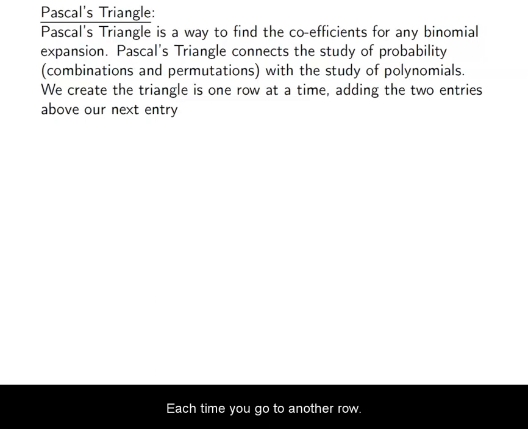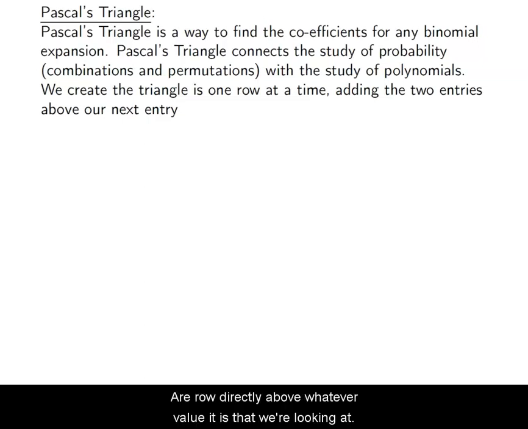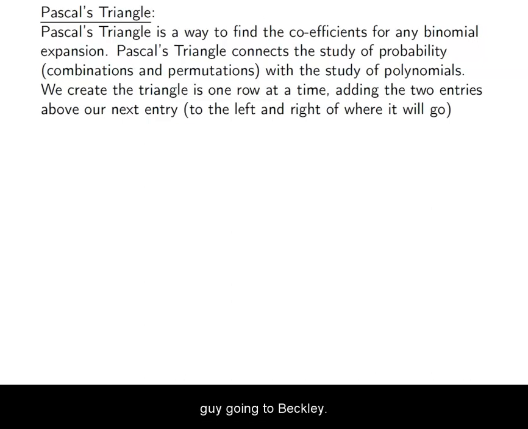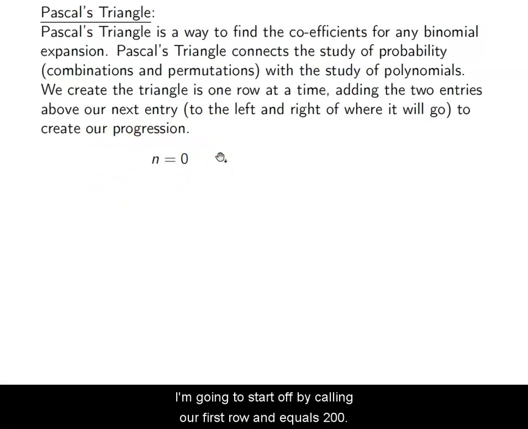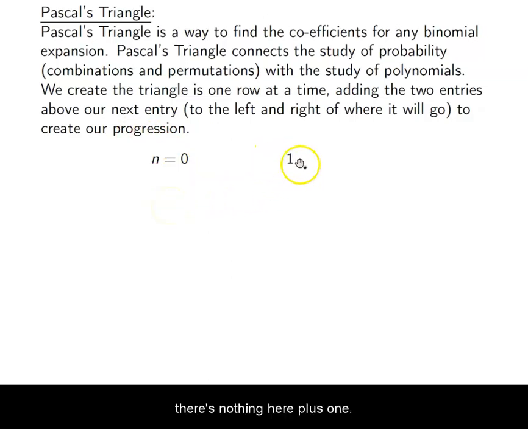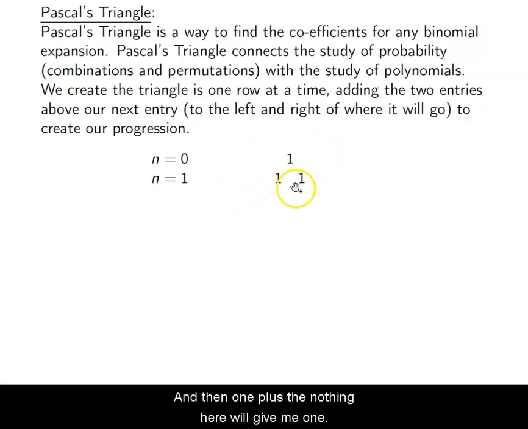Each time you go to another row, we add the values that are directly above whatever value we're looking at, and those two values add together to create our next diagonal entry, basically. So we're going to start off by calling our first row n equals 0. It's the 0th row. That starts off with 1. Then our next row, which is n equals 1, will be 1 and 1. The reason is that there's nothing here, plus 1 will give me 1. And then 1 plus the nothing here will give me 1.